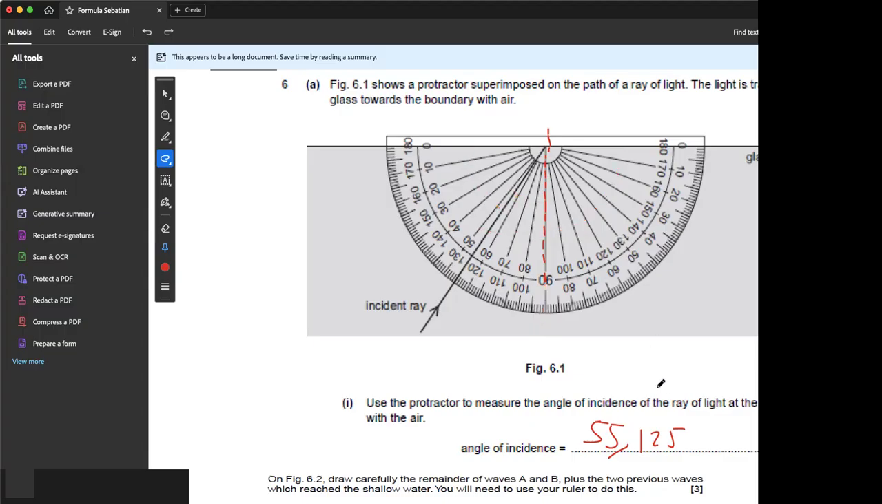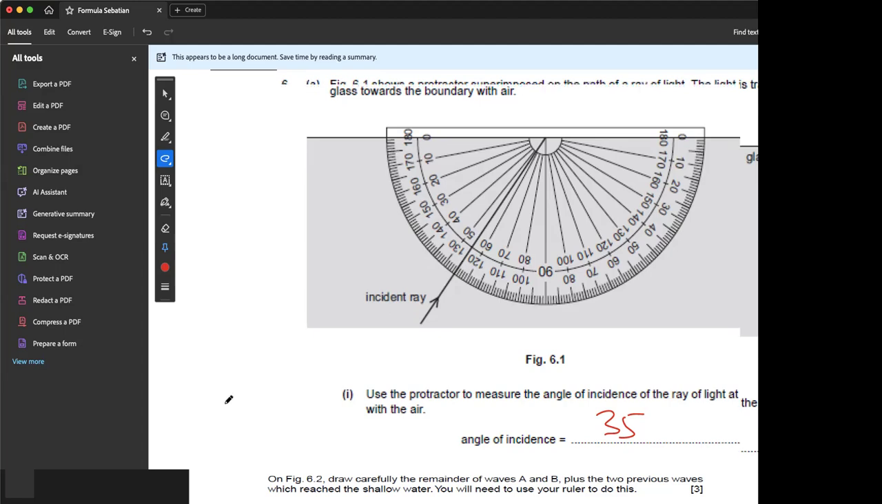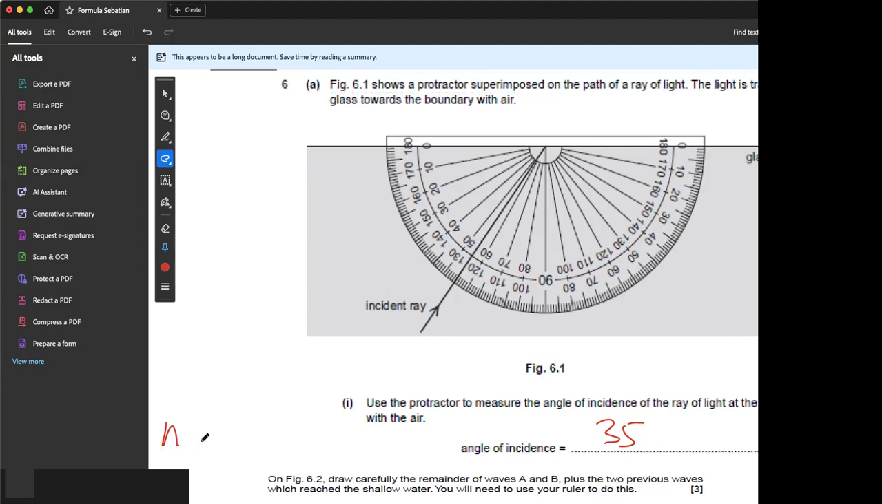Okay, so from here, first and foremost, you're supposed to get 35, right? And then the next question also, I see at least half of the class get wrong. How to do this question? This next one, calculate the angle of refraction in air. What formula should I use? Okay, good. So most of you know that the formula is n equals sine i over sine r.